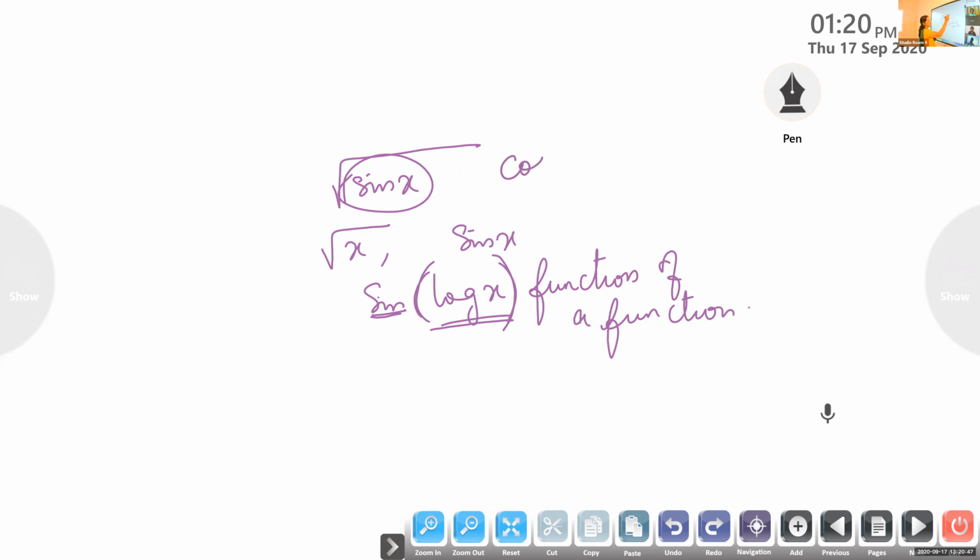Suppose I write cos of e raised to x. Which are the functions we have here? Can you give the functions here, Annette? Cos of e raised to x. Cos is one function. And in the place of x, what do you have? That is another function. So e raised to x is another function. So within the function, we have another function. That's what we call function of function.